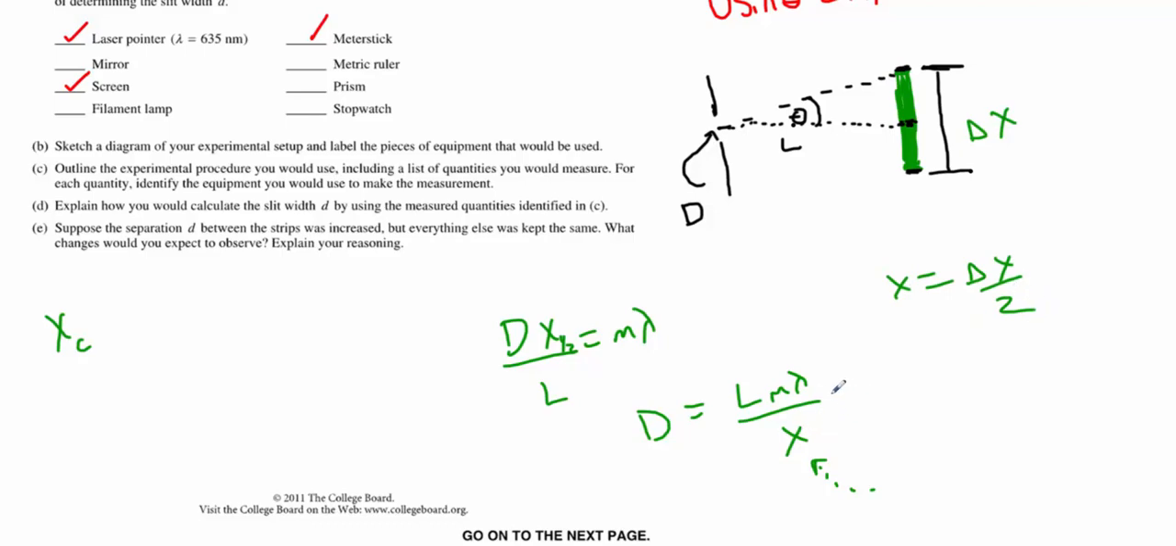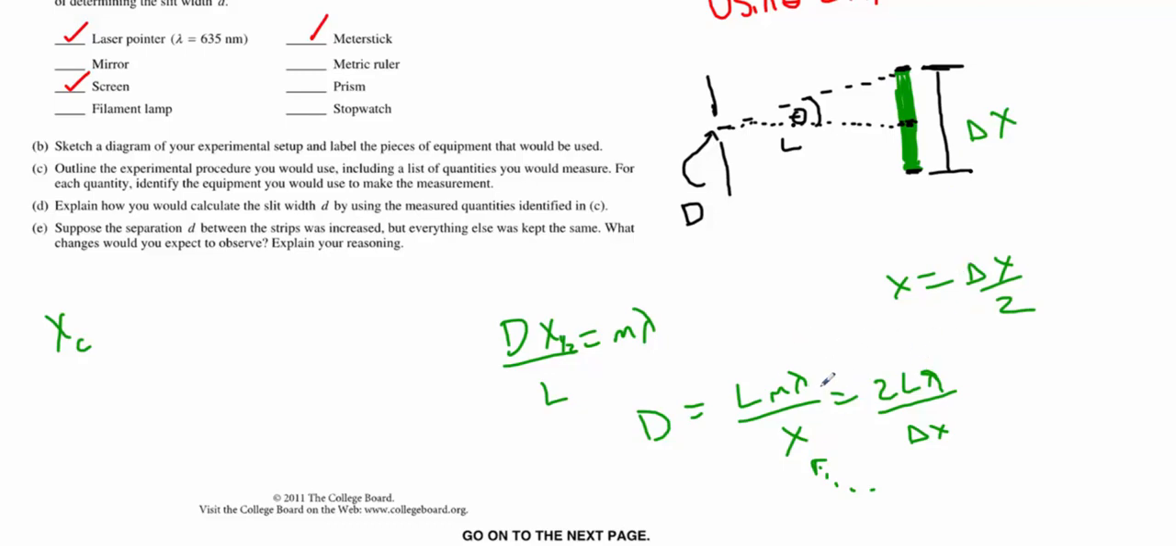So really, we're looking at 2L. M is 1, so we can ignore that. 2L lambda over delta x is what we need to do. L is a measured value. Lambda is a given value. And delta x is also a measured value. Obviously, you need to explain how you're going to use this. This is the equation. Explain that L is the measured distance to the screen. Explain that delta x is the width of the central maxima. The reason the 2 is in there is that we're using half of that. We're dividing by a fraction, so we're multiplying by the reciprocal.